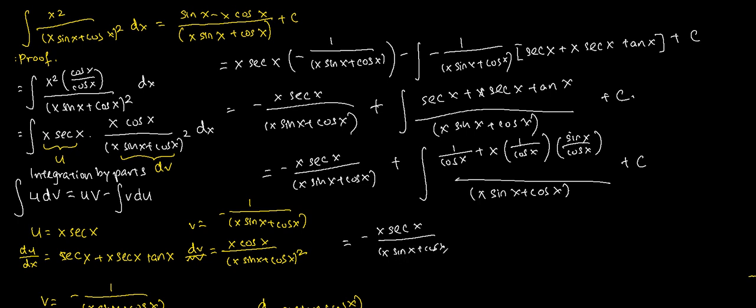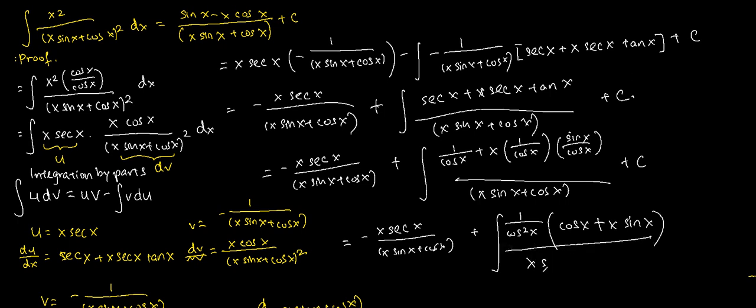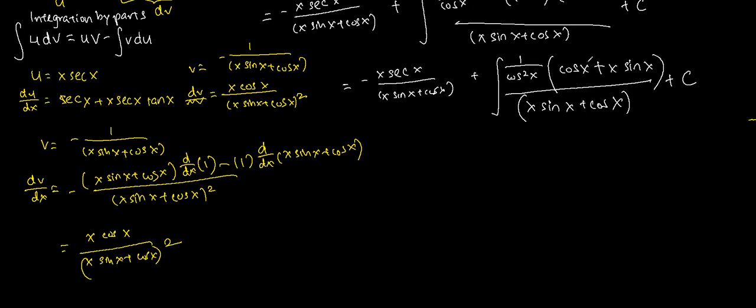And then you see, next step we factorize the 1 over cosine square x out in the numerator. So that will give us cosine x plus x sine x, all right, divided by the denominator, which is x sine x plus cosine x plus c. So now we are able to cancel the numerator and the denominator because they are the same.